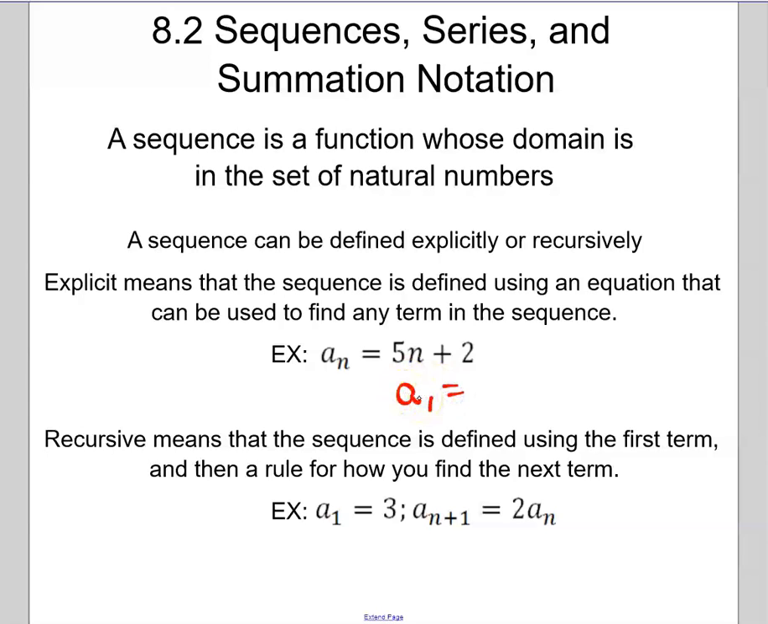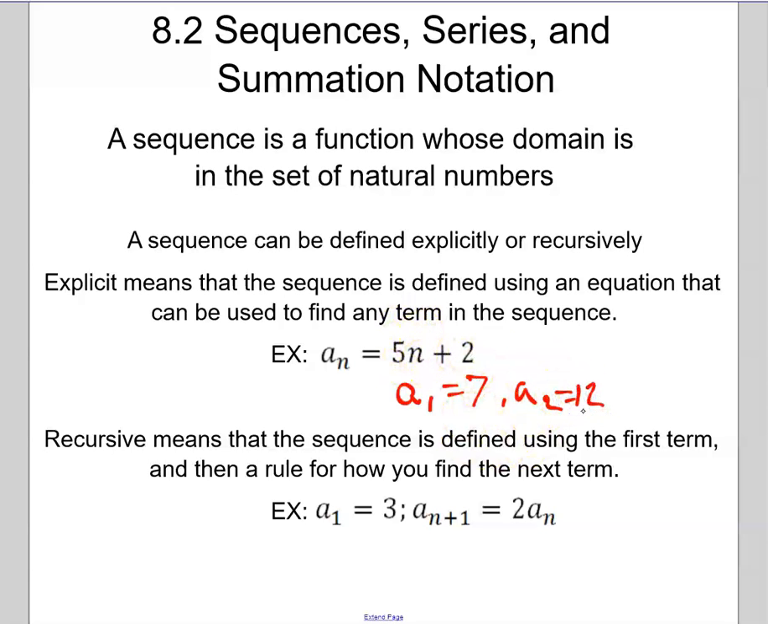And with an explicit rule like this, 5n plus 2, your first term, a sub 1, is the number you would get if you took 5 times 1 plus 2. So your first term is 7. a sub 2 would then be your second term. So when n is 2, 5 times 2 is 10 plus 2 is 12.